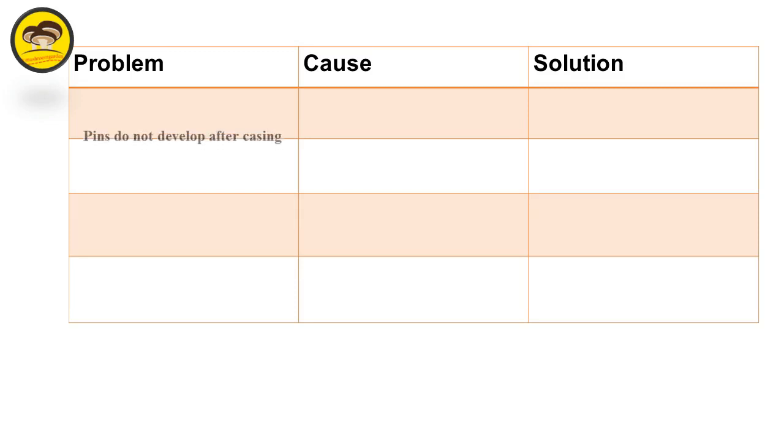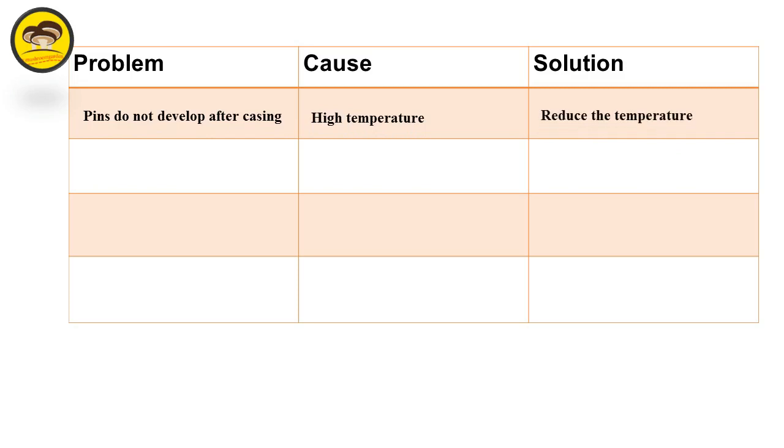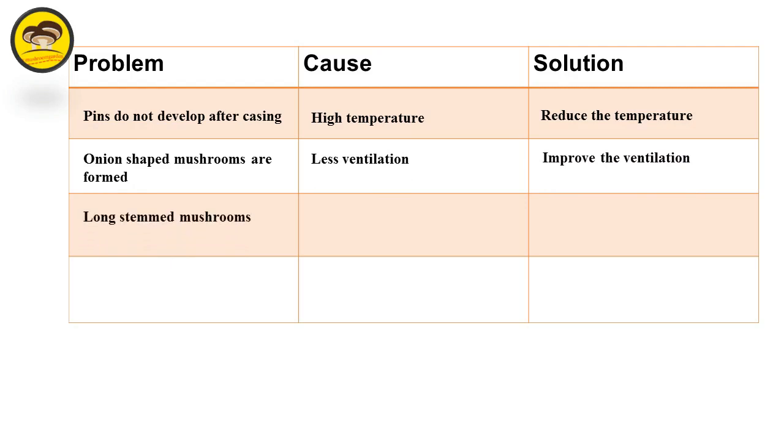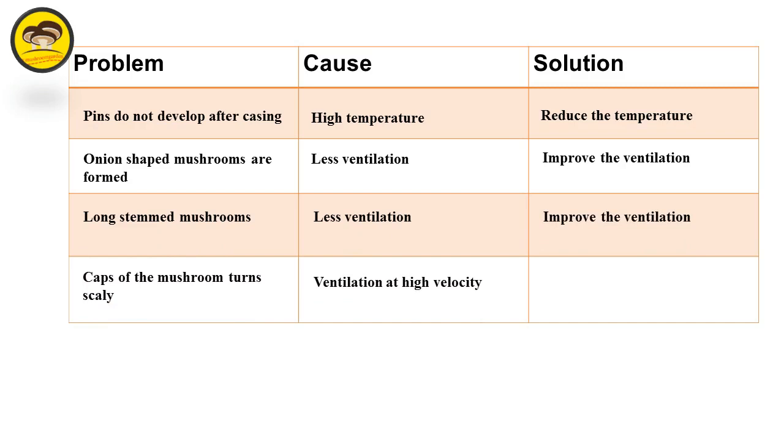Pins do not develop after casing: high temperature. Reduce the temperature. Onion shaped mushrooms are formed: less ventilation. Improve the ventilation. Long stemmed mushrooms: less ventilation. Improve the ventilation. Caps of the mushroom turn scaly: ventilation at high velocity. Ventilation should be at mild speed.